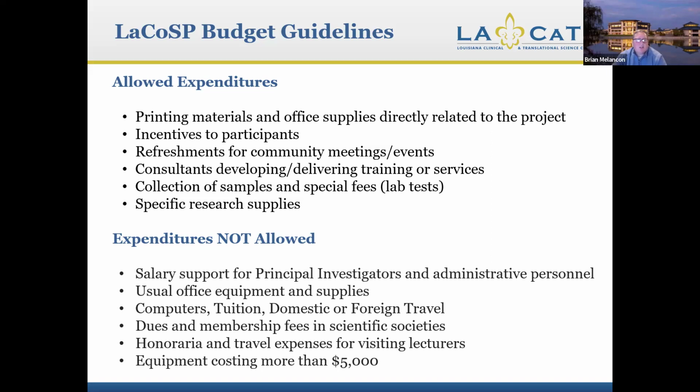So touching on these allowed expenditures, you're looking at printing material and office supplies directly related to the project. Examples of that would be if you're having a focus group, and that focus group requires pencils, pens, notepads to take notes, or handouts in order to complete a survey at this focus group. That's what we're talking about here in terms of the supplies that are directly related to the project. So you're going to do a focus group, you're going to go out and administer a survey in the community, these types of things that without that, you wouldn't be able to do the project.